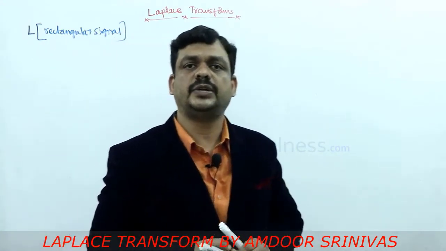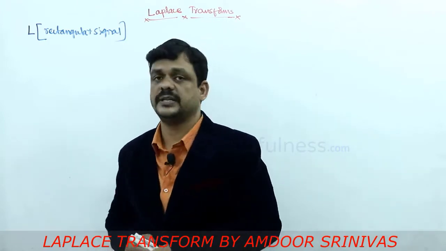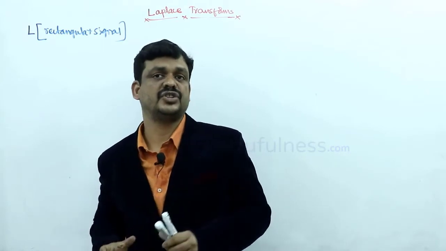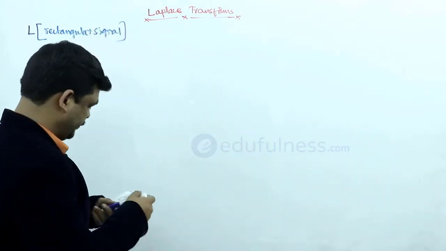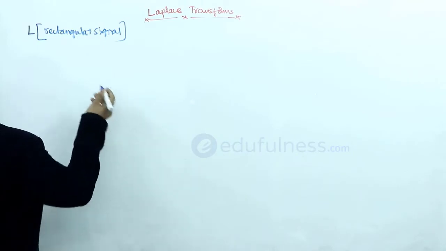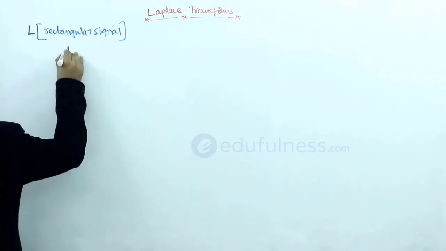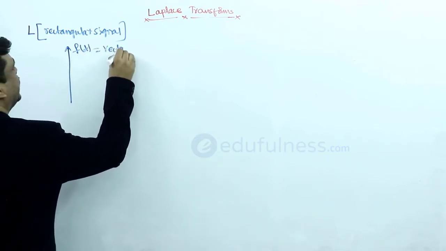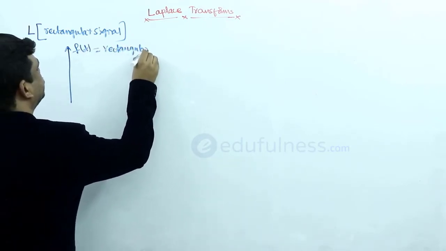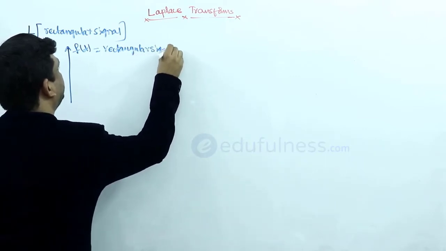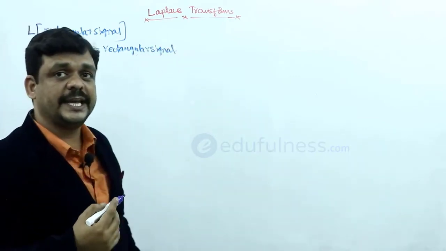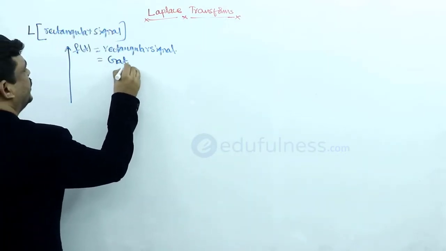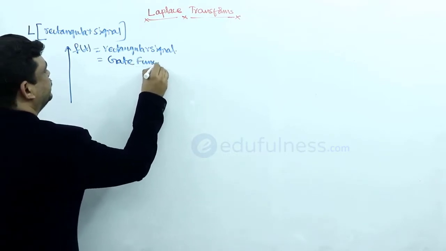To calculate the Laplace transform of the rectangular signal, first of all we should know what a rectangular signal is and what the functional representation of the rectangular signal is. So for that purpose, here I am explaining a rectangular signal. See, one function I am assuming here, f of t. This is a rectangular signal, or it's also called the gate function. So from signals and systems we know the name of this one is the gate function.